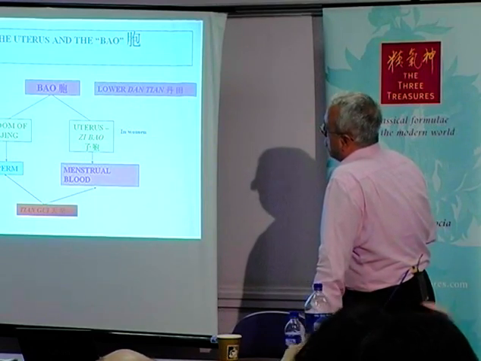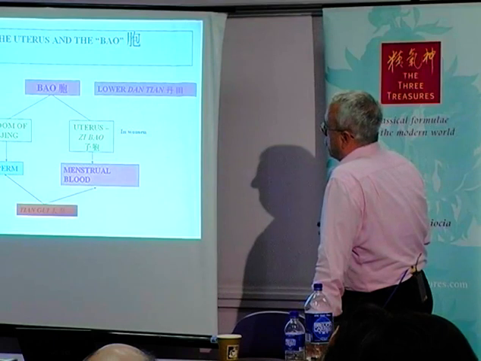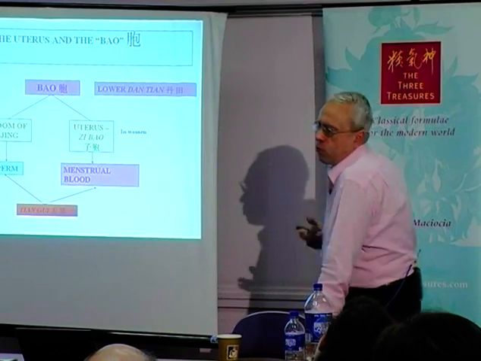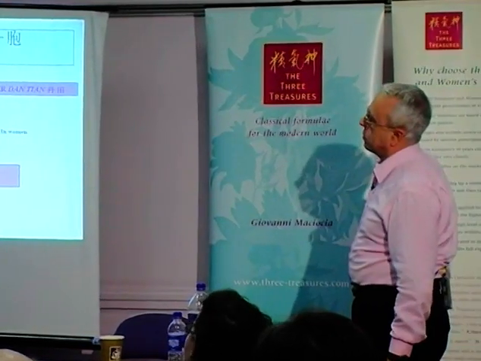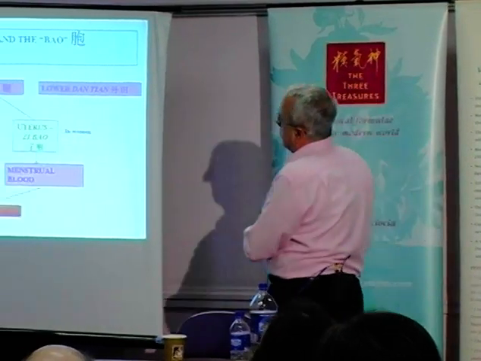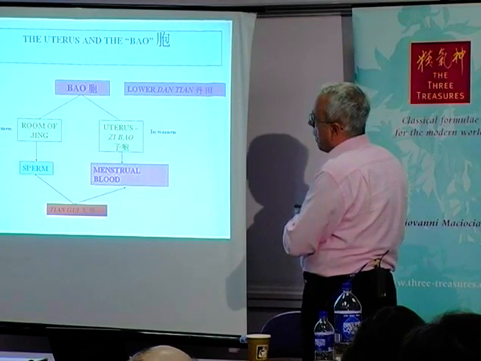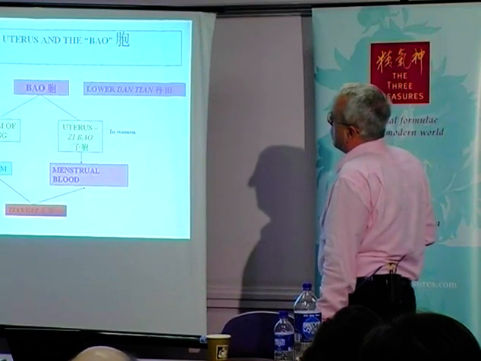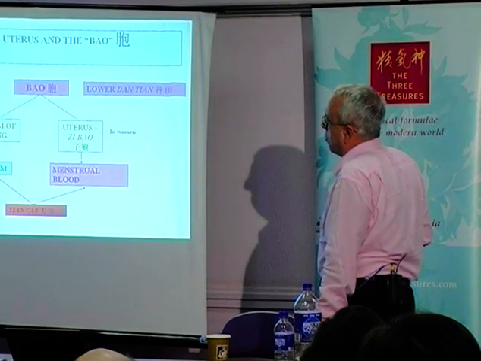Another interesting conclusion you can draw from this very simple diagram is that in women, in the lower dantian, there is the uterus, which is a physical structure which stores blood, so it's full of blood. In men, there is the room of jing, but the room of jing is not a physical structure. What is the room of jing? We know that sperm is not made in the lower dantian. It's made partly in the prostate, partly in the testicles. So you could say that in women, the lower dantian is full, in inverted commas, or full of blood. In men, the lower dantian is empty. Right, there's nothing there, there's no uterus. Which means that women are far more prone to blood stasis than men. And that's a very important consideration from this very simple diagram.